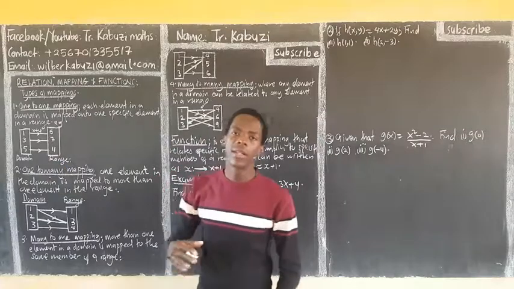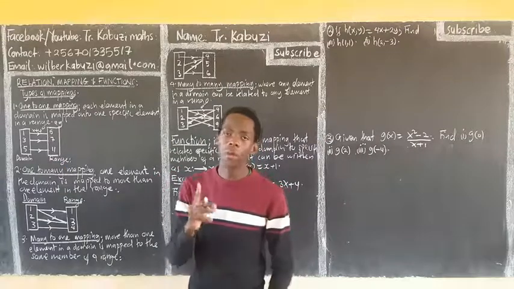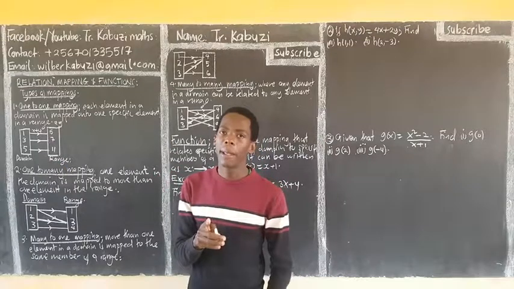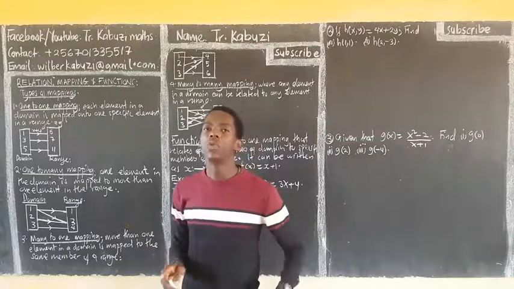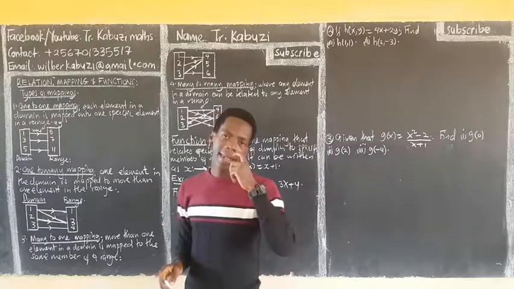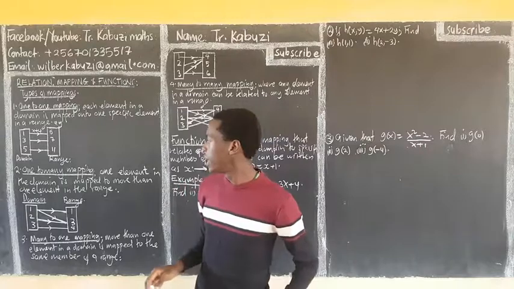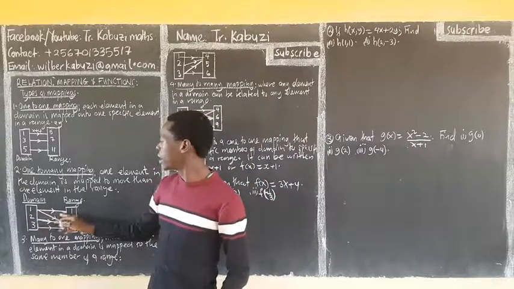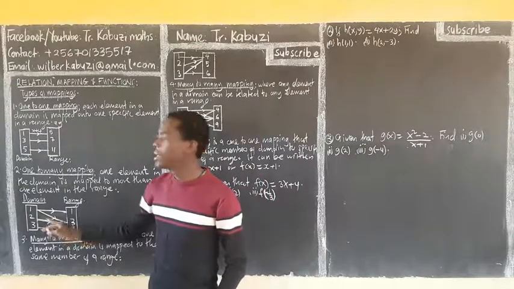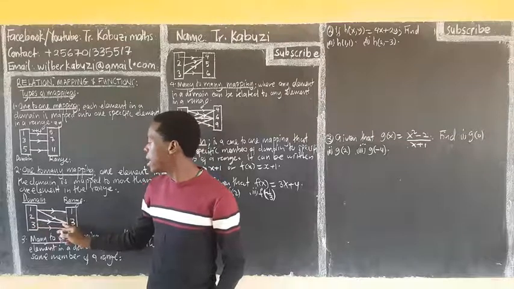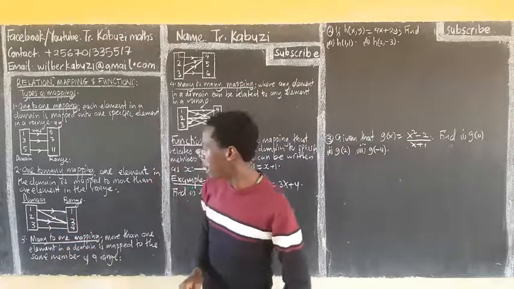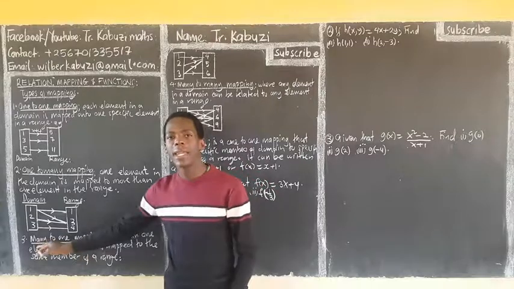When you come to one-to-many, one element in the domain can be mapped to more than one element in the range. This one is mapped to this and this one is mapped to this. So this is one-to-many. Then we come to many-to-one.